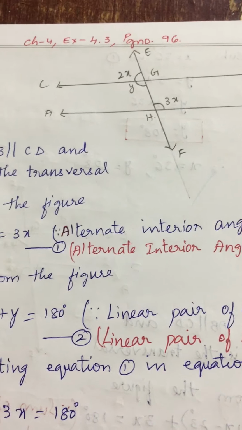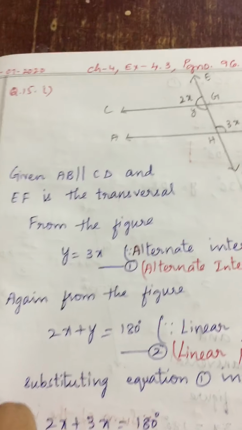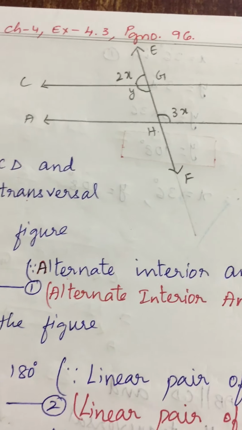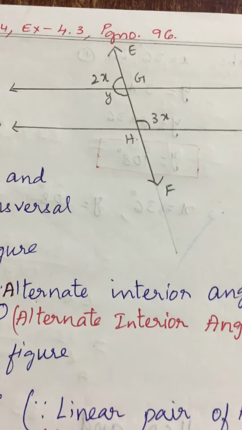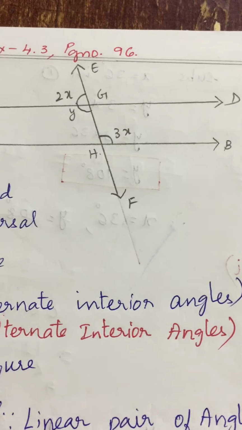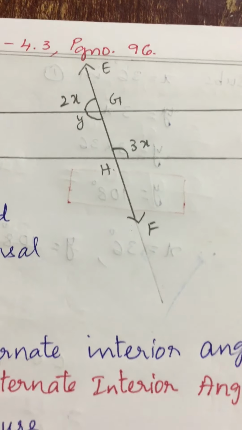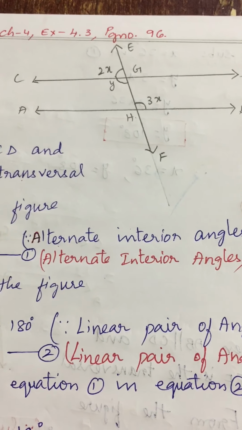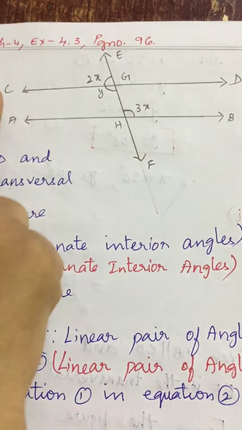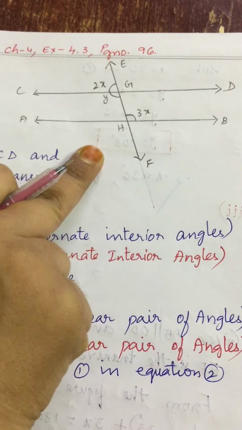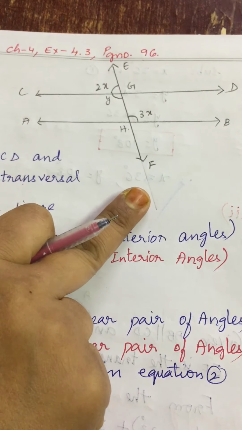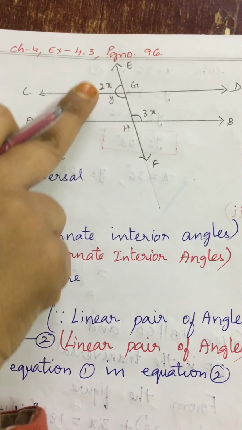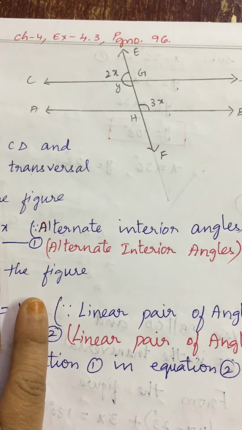What is the question? In the figure given below, AB is parallel to CD and EF is the transversal intersecting AB and CD at G and H respectively. Find the values of X and Y and give the reason. We have to give reason also. Here he mentioned AB is parallel to CD. These two lines are parallel and EF is the transversal. Then we need to find the value of X and Y.